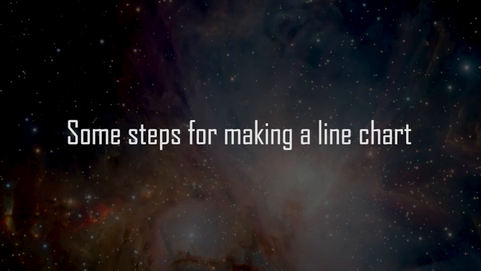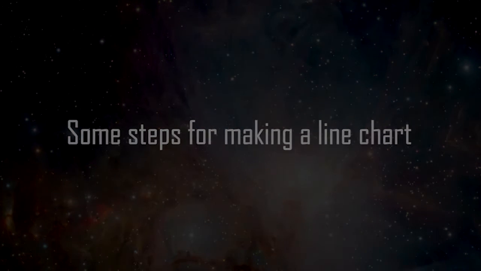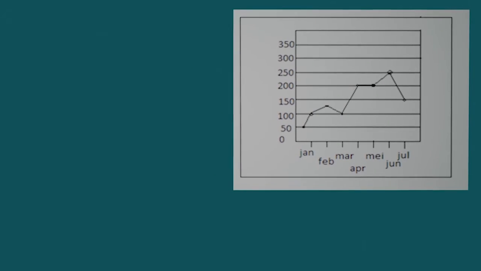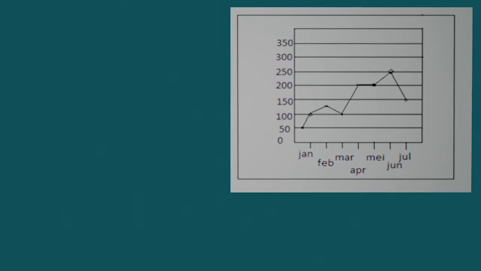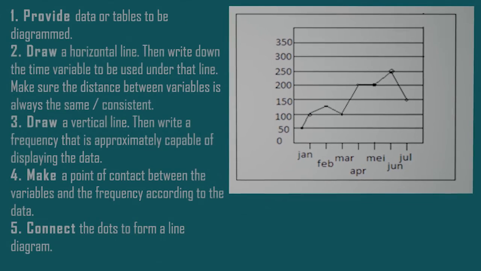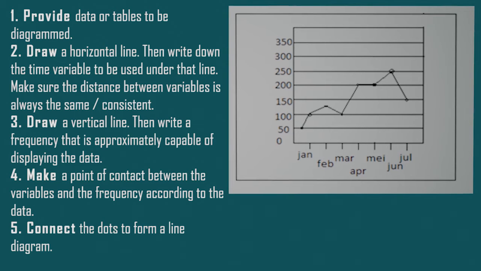To create a line chart, we have some steps. The first is to provide data or tables to be diagrammed. The second, draw a horizontal line, then write down the time variable to be used under that line. Make sure that the distance between variables is always the same or consistent.